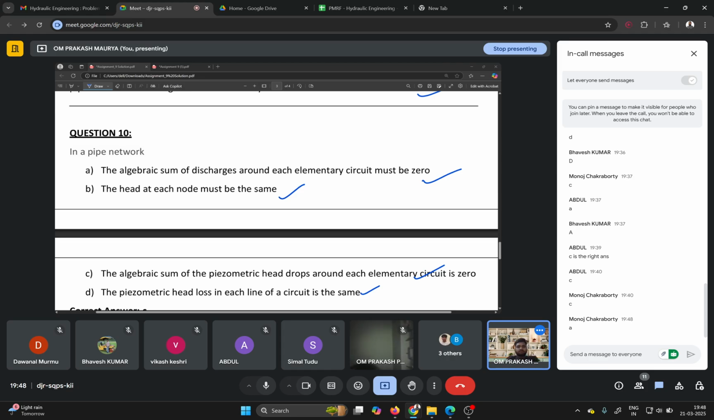Okay, Manoj is telling option A is correct for question number 10. Other participants also try to write your answer here, please. The algebraic sum of discharge around each elementary circuit must be zero.